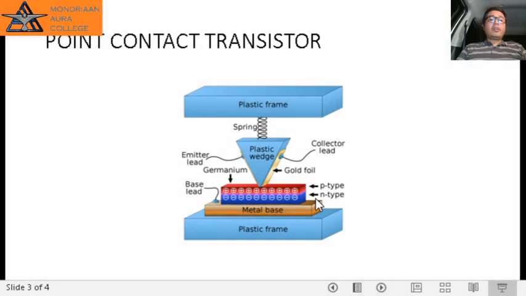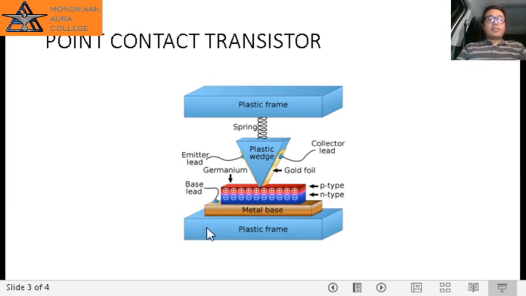This is the point contact transistor. Ito yung dinevelop ng tatlong scientists na yon noong 1940s. We have the different parts, the plastic frame, the spring, the plastic wedge. Pero ito yung pinaka-importante, yung ating semiconductor material, which is at that time, pinag-eksperimentohan nila yung germanium. You have the P-type and you have the N-type material. You have the metal base.